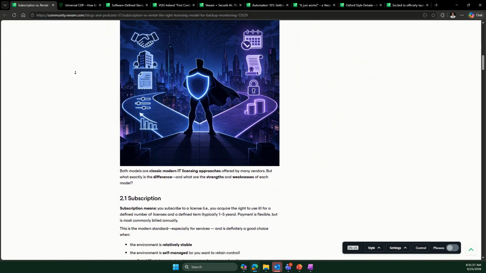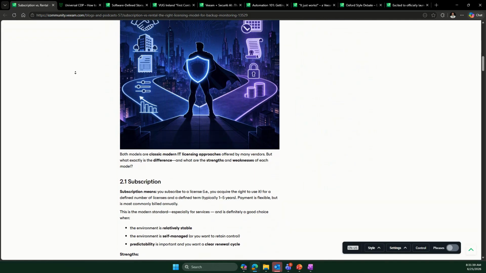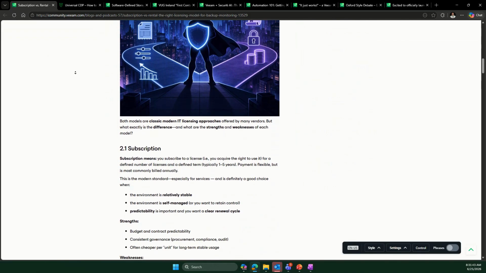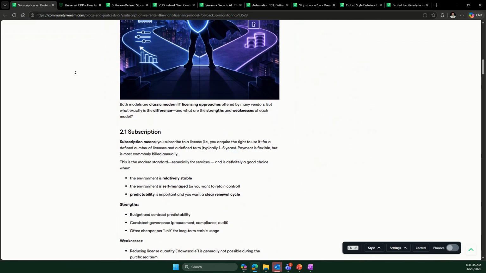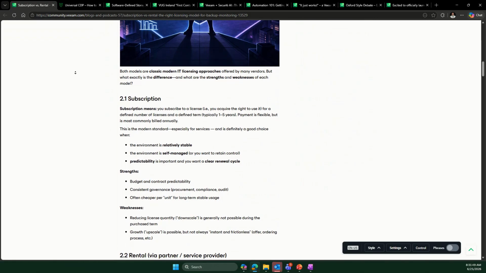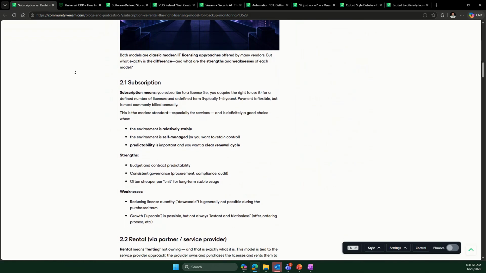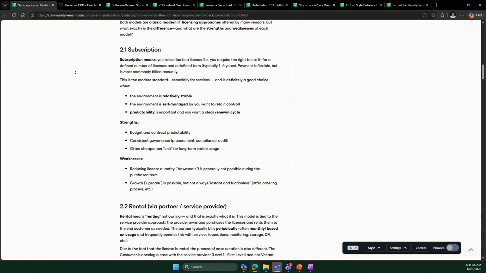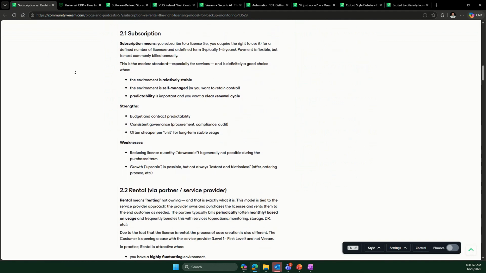So the interesting point that he makes in here is that subscription tends to fit more stable environments, while rental is really about flexibility. Basically, we talk monthly changes, service providers, more dynamic workloads. And there's also, he warns us in a way.